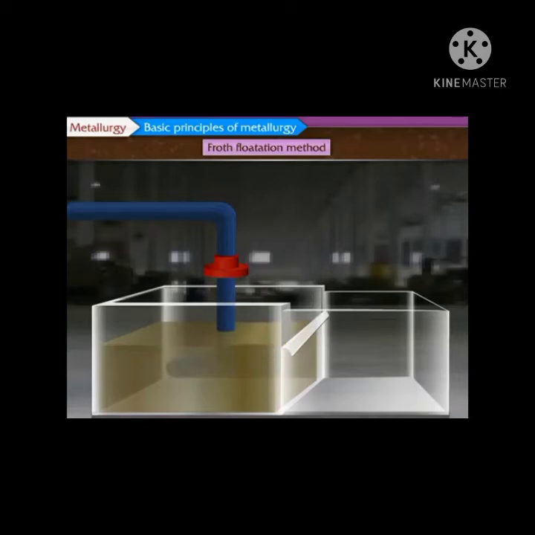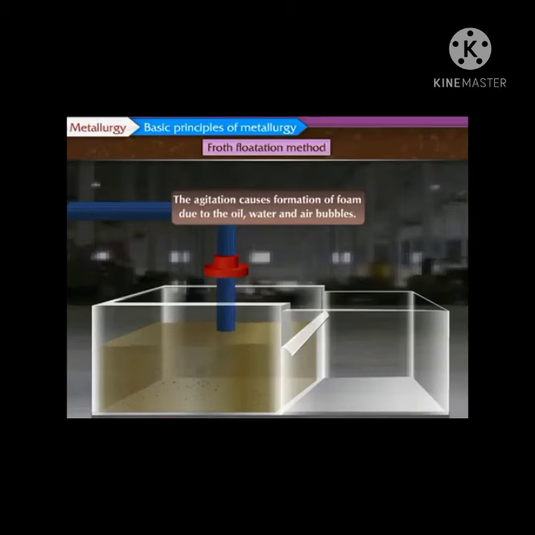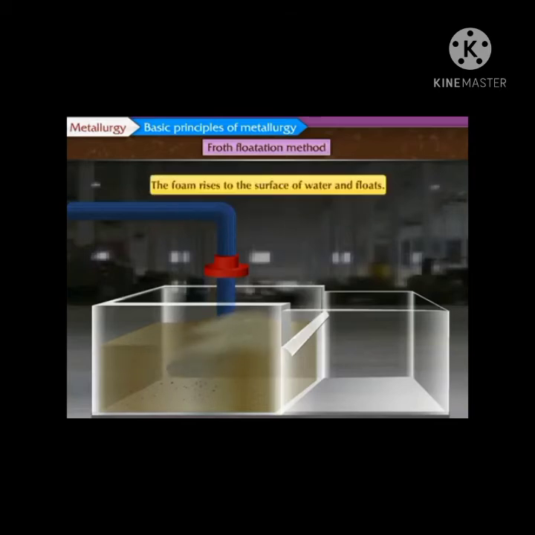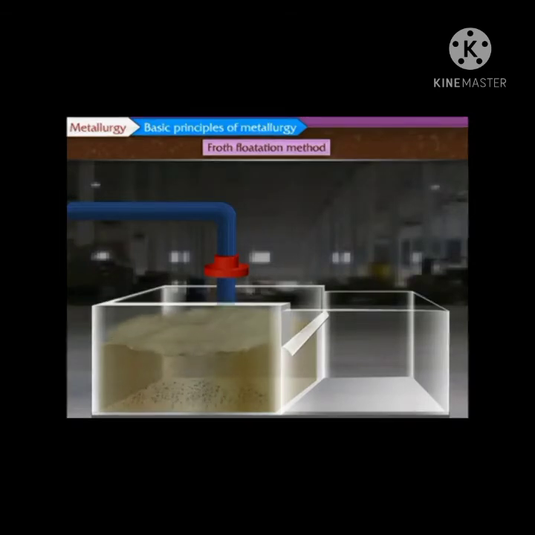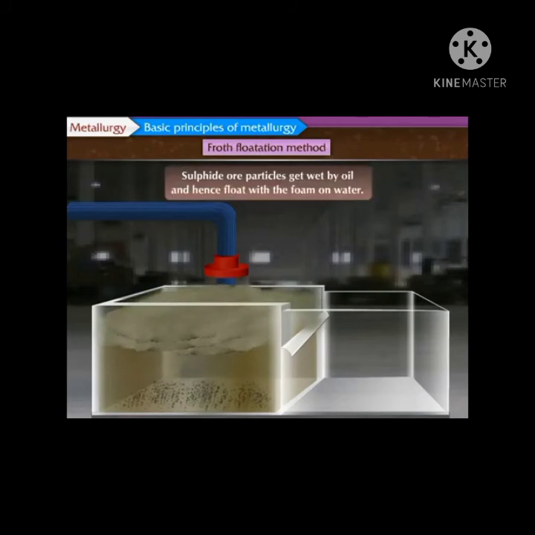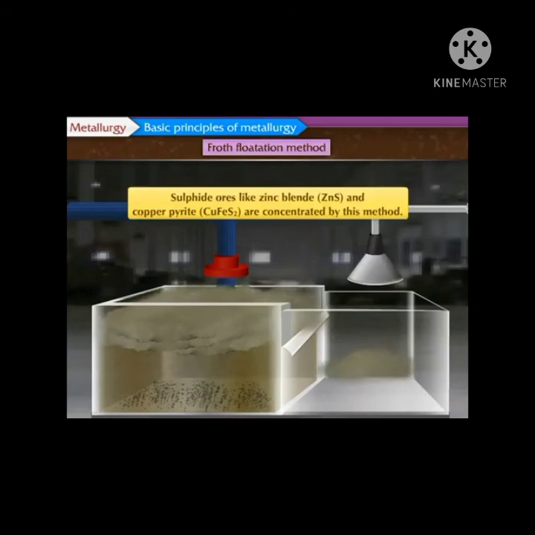The blown air causes bubbles in the mixture. The agitation causes formation of foam due to the oil, water and air bubbles. This foam rises to the surface of the water and floats. This is the reason the method is called froth flotation method. Certain sulfide ore particles preferentially get wetted by oil and hence float with the foam on water. Sulfide ores like zinc blende, that is ZnS, and copper pyrite, that is CuFeS2, are concentrated by this method.